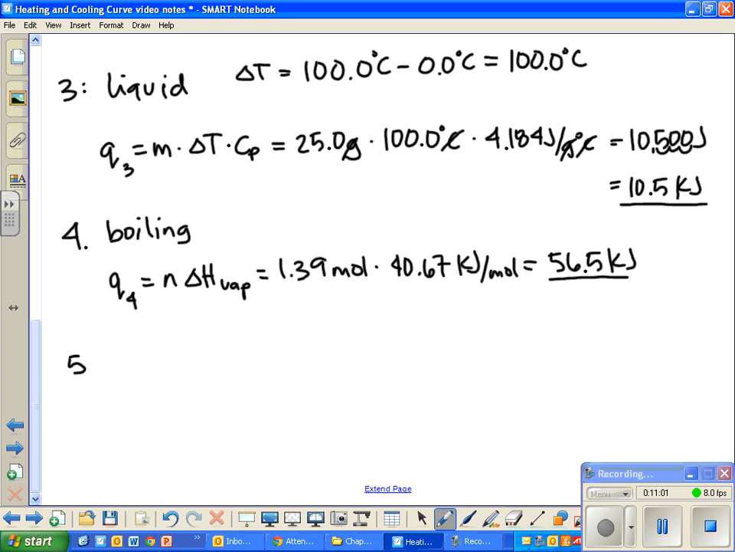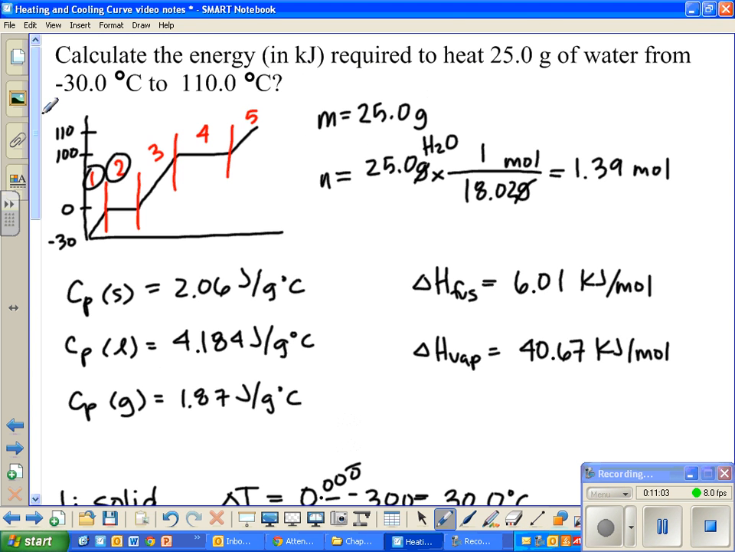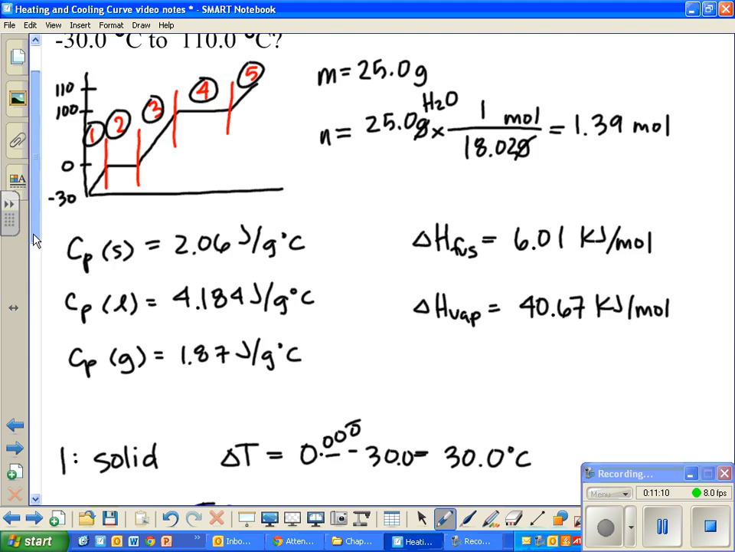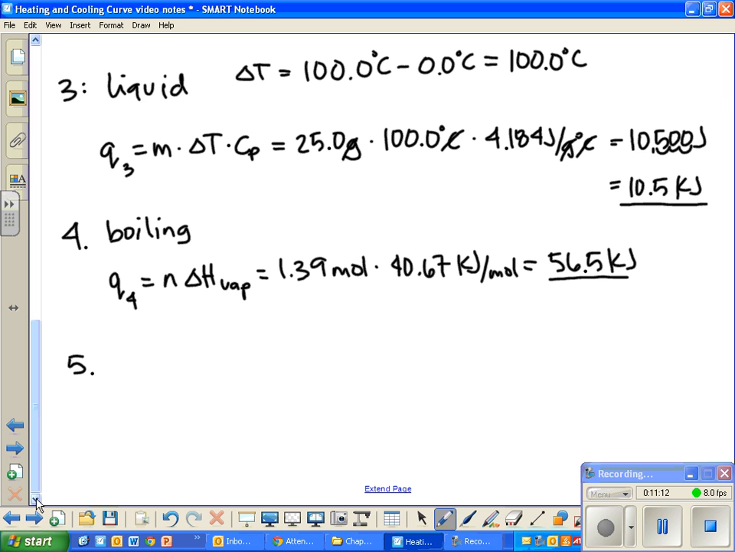Our 5th section, if you're going back up, so we did 3 was a liquid, 4 was boiling. Now we're going to do 5. We're at a gas. So we have a change in temperature, so we're using C sub P of a gas. So we need to calculate our change in temperature. Our final temp is 110.0, coming from 100. So 110.0 minus 100. We'll keep the same number of sig digs. So this would be 10.0 degrees Celsius.